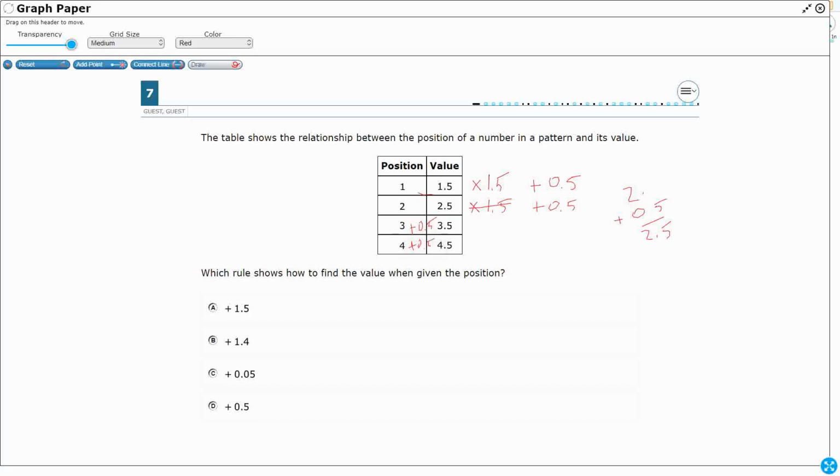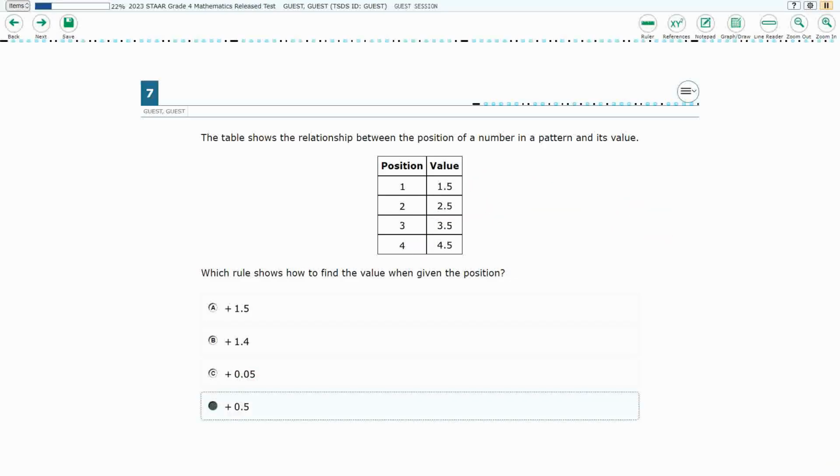So the decimals might have made this a little bit tricky. Ooh, and look at that C right there. That has the 0.5, but it's in the wrong spot. That's in the hundredths place, so we don't want that one. We want D. Let's see how we did across the state of Texas.